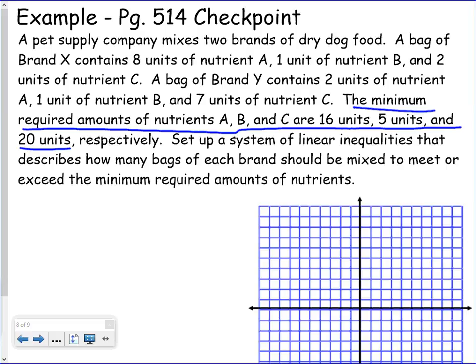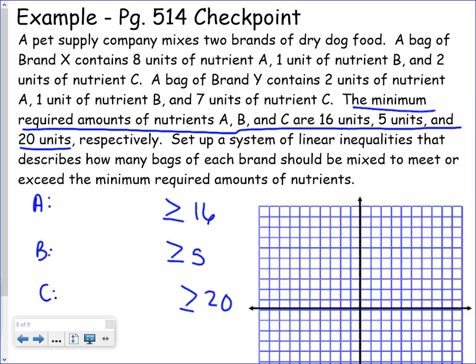So then if we say at least, which inequality would we be looking for? Greater than or equal to. Okay, that would be the bare minimum of what we would want. So I'm going to say for A, I want at least 16 units. For B, I want at least 5 units. And for C, I want at least 20 units. Okay, so I want them to be greater than that.